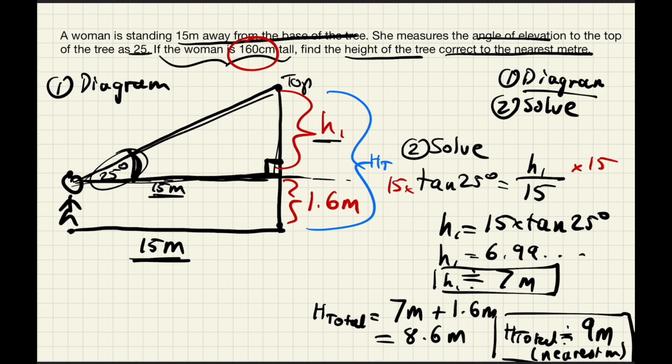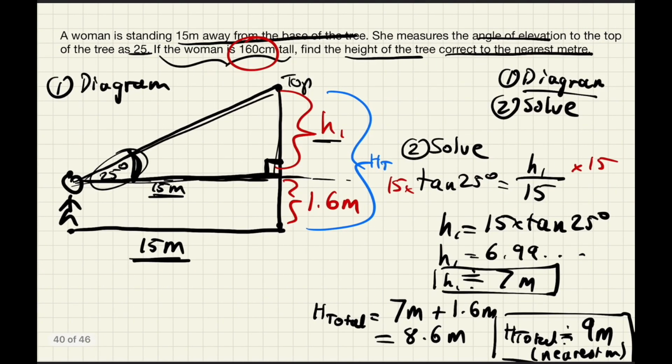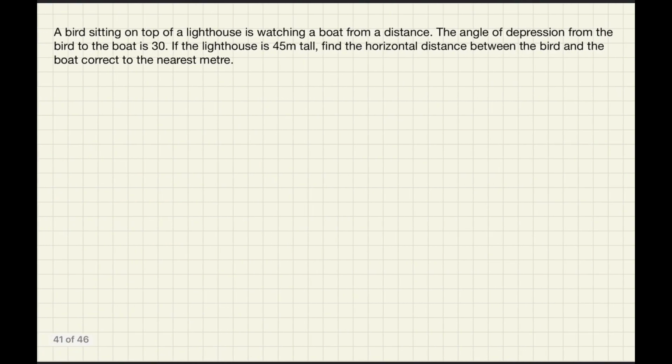Okay, so this question, it's similar to the one we just did previously, same steps with constructing the diagram, apart from the key difference, which is we need to factor in the person's height here. Now let's look at our final problem where we're dealing with angles of depression.